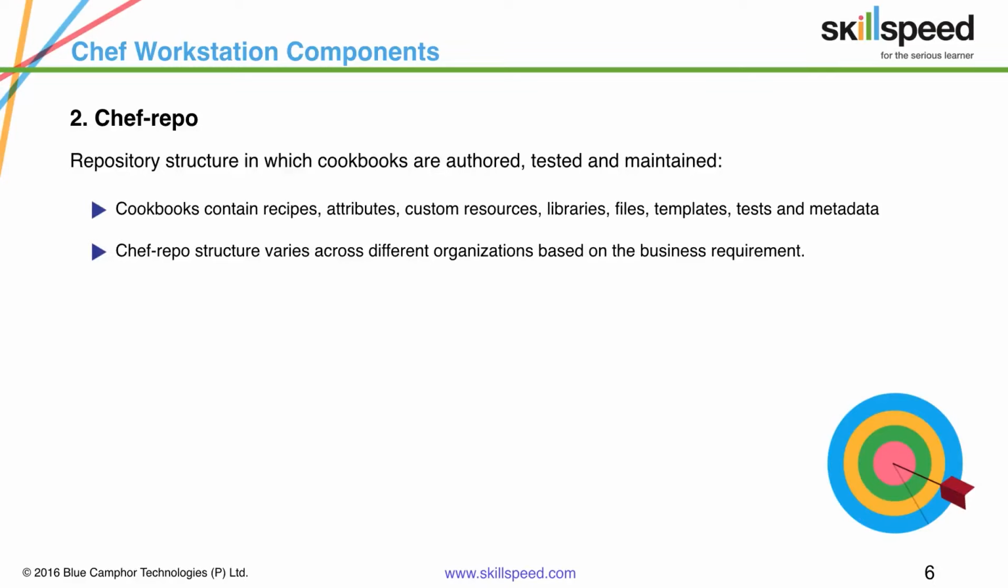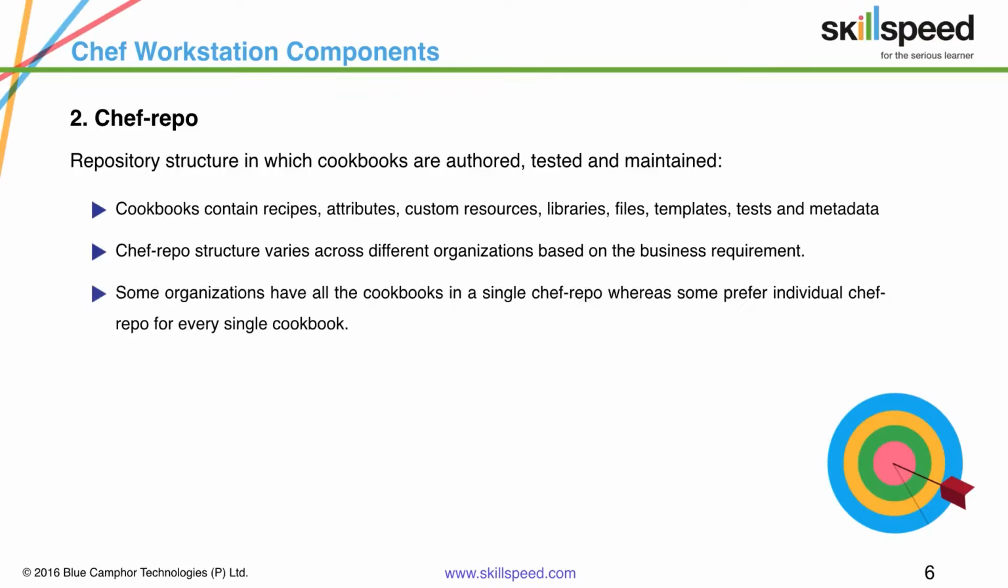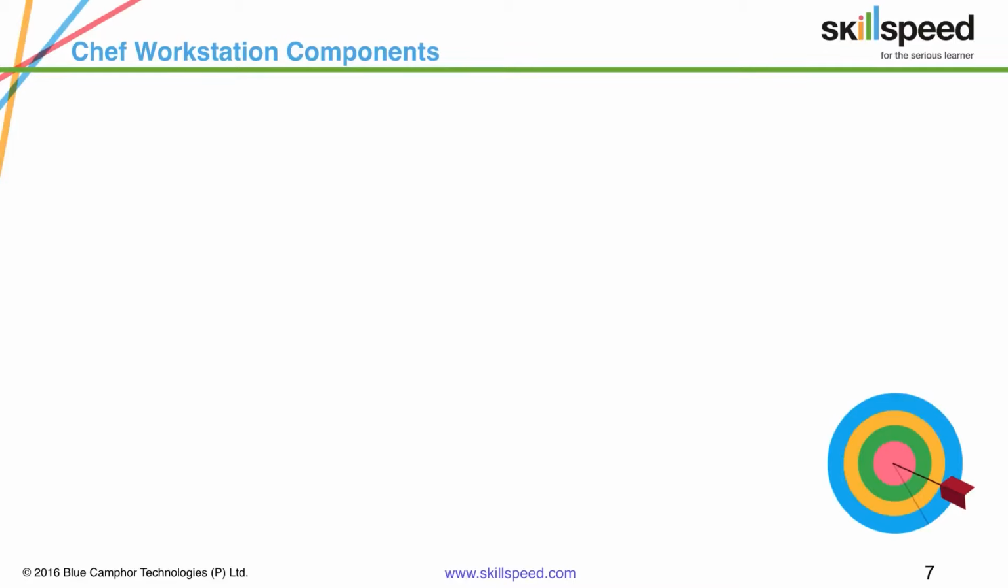And apart from that, it will always have a recipes folder and a cookbooks folder, which will contain all the cookbooks and recipes. Some organizations have all the cookbooks in a single Chef repository, and some prefer a different repository for every single cookbook. So it completely depends on your requirement, the size of your organization, the complexity, and other such details.